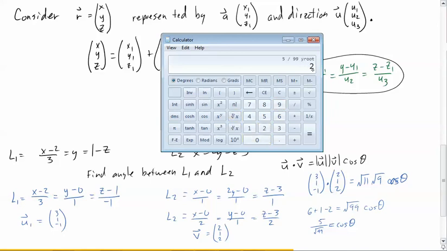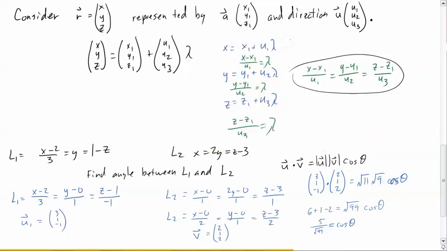Okay, so we're going to take 5 divided by the square root of 99, which will give us 0.5025, and then we will do the inverse cosine, which gives us 59.8. I am in degrees, so 59.8 degrees. And so theta equals 59.8 degrees.